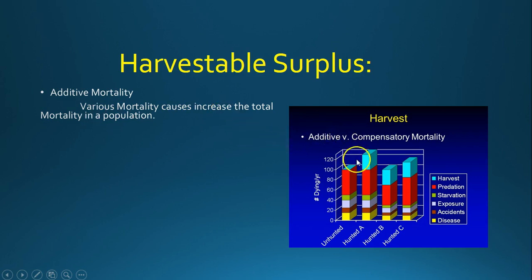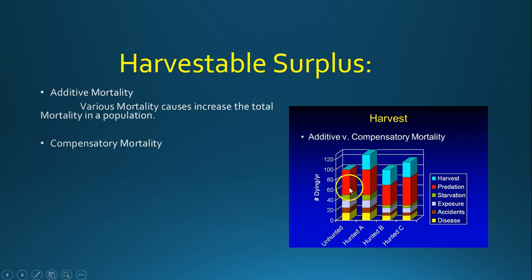So if I add in hunting to that same population, if I hunted them, I would increase my total mortality to 125 because it's an additive cause in this case, where all the other causes of mortality still occurred, but in addition to those causes, I lost another 25 individuals that year to hunting. So that can happen. We can have additive mortality, but we can also have compensatory mortality.